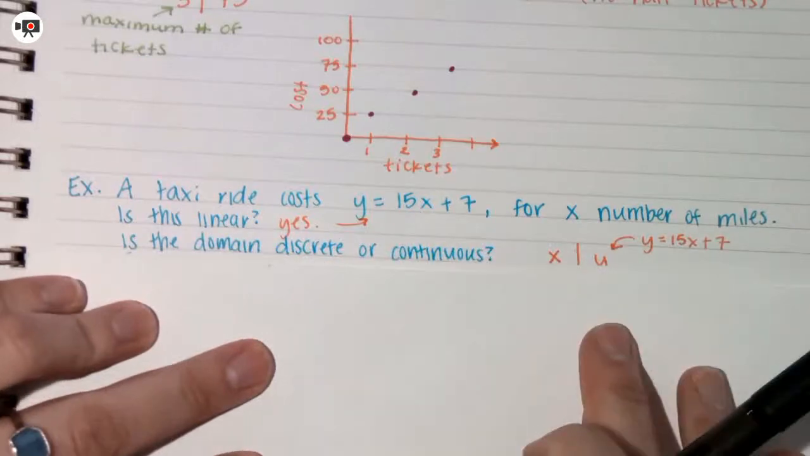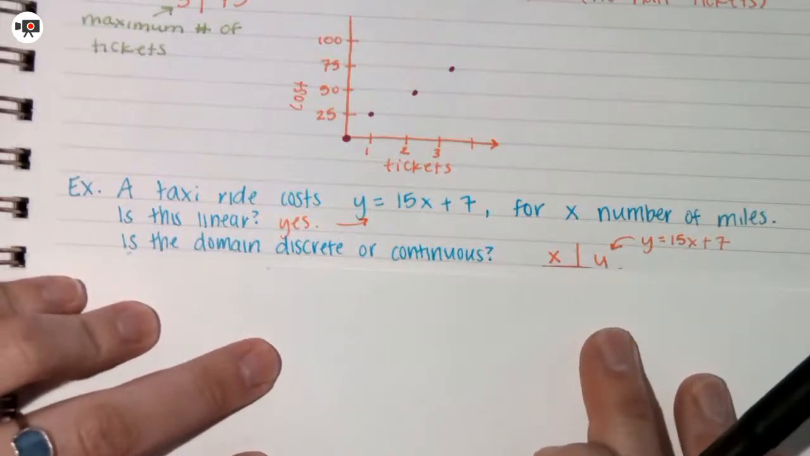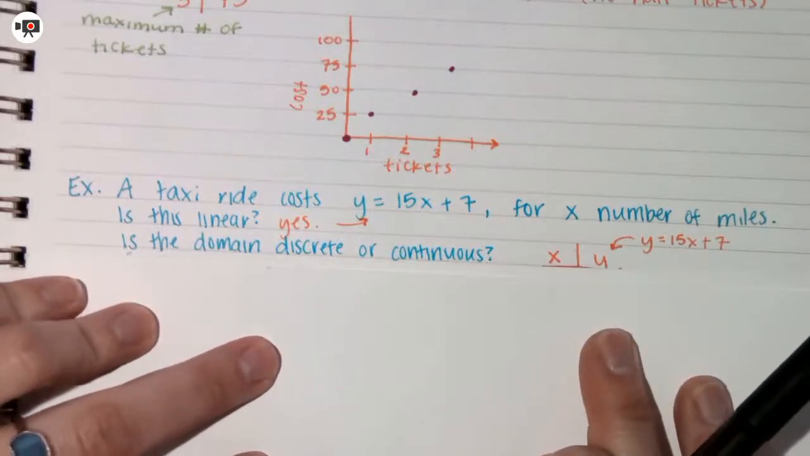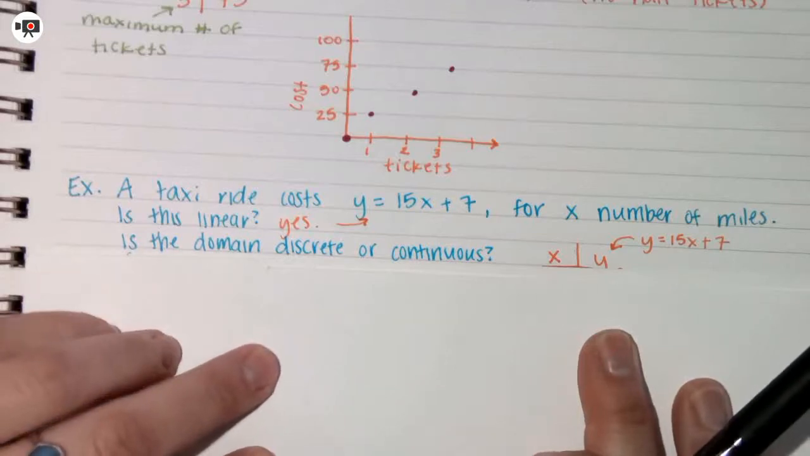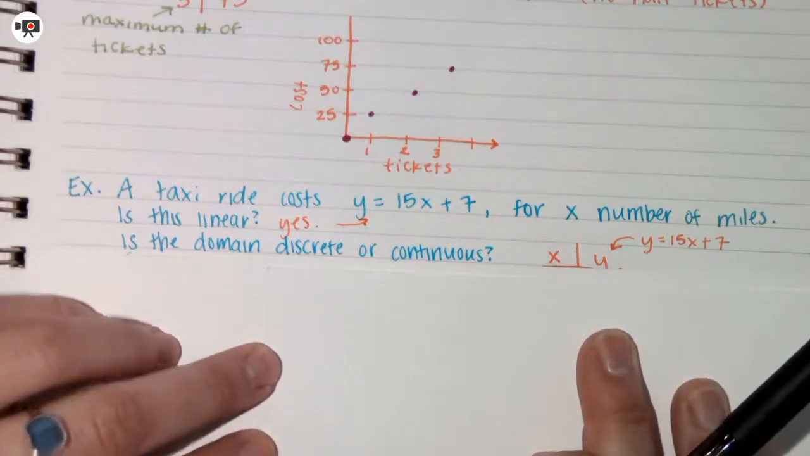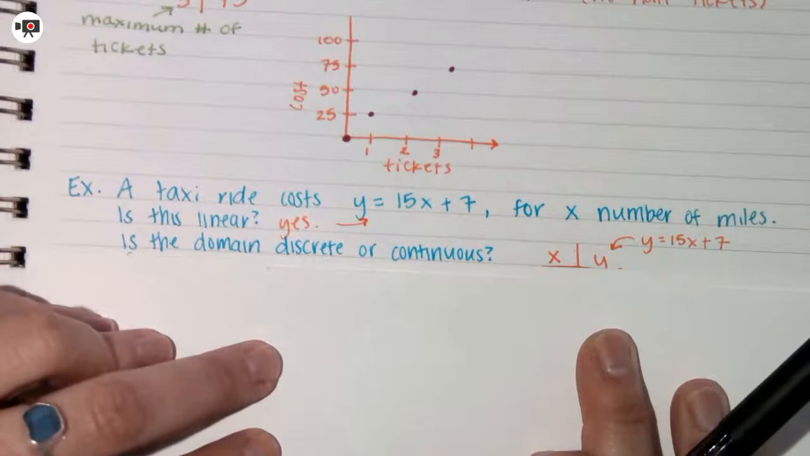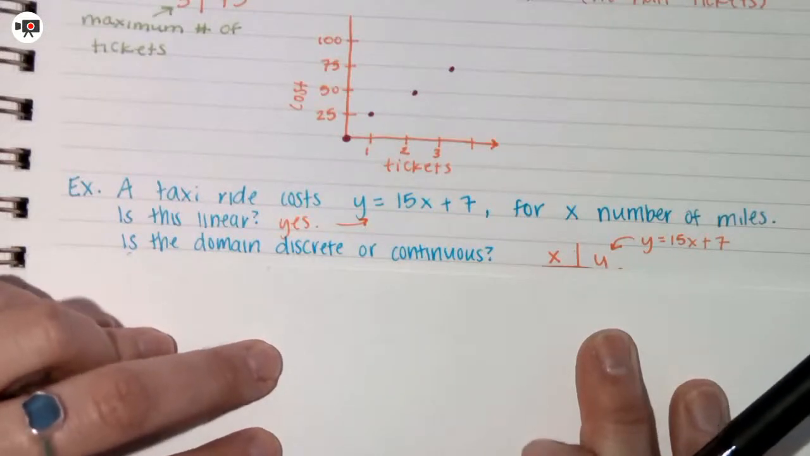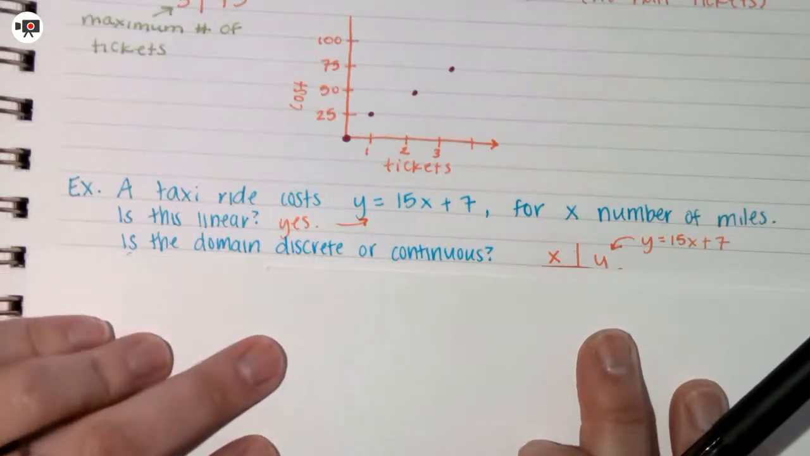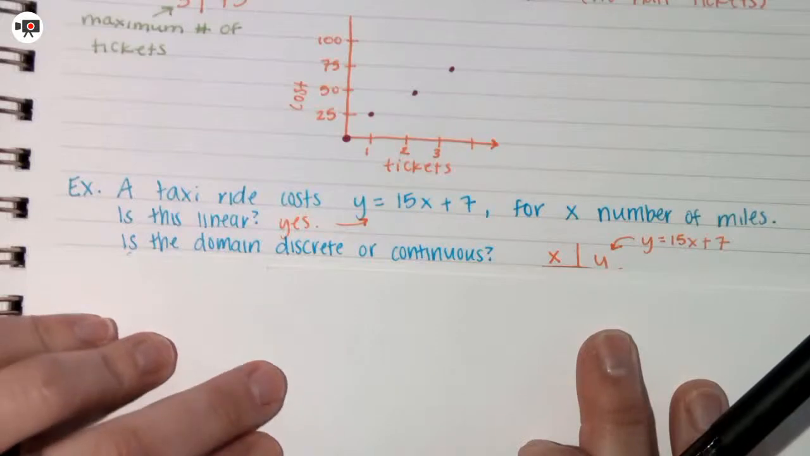Now, is the domain discrete or continuous? Can I have a partial number of miles? Yeah. I could go 2.5 miles. I could go 1.98 miles. I don't have to go just 1 mile, 2 miles, or 3 miles.